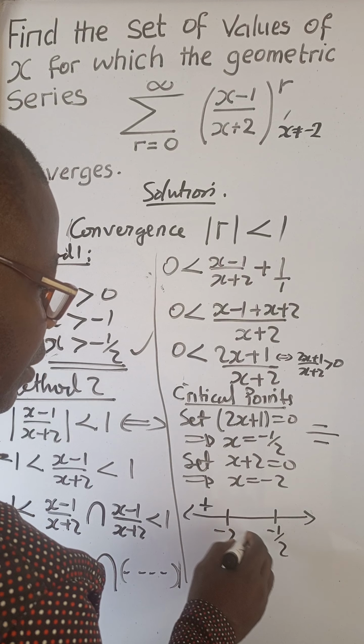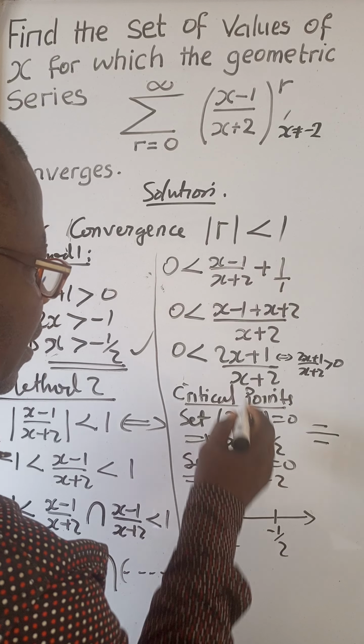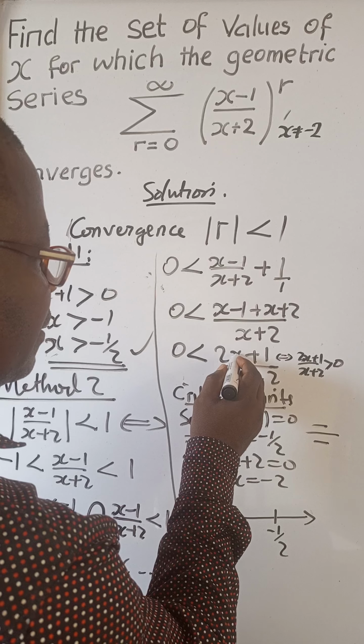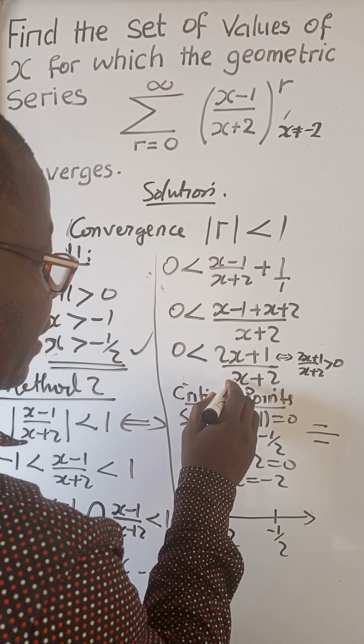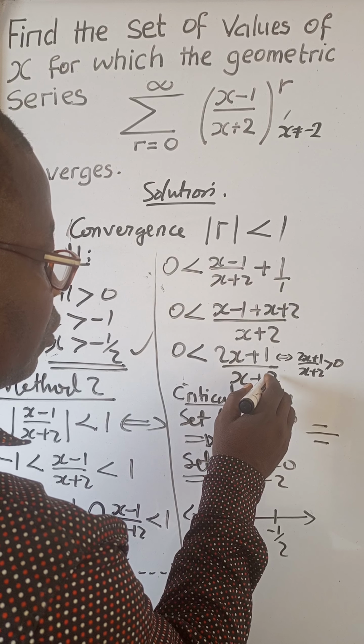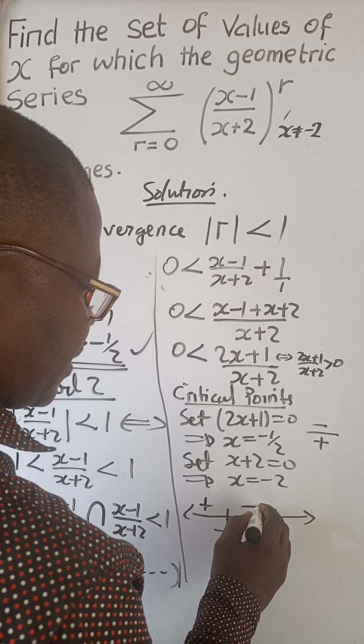Now let's take a value in this other zone. A good value here could be negative 1. Let's put negative 1 there and do the same analysis. 2 times negative 1 is negative 2 plus 1 is negative. We're interested only in the sign. Negative 1 here plus 2 will become 2 minus 1, which is positive. Negative divided by positive is negative.